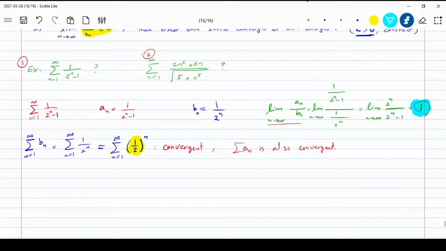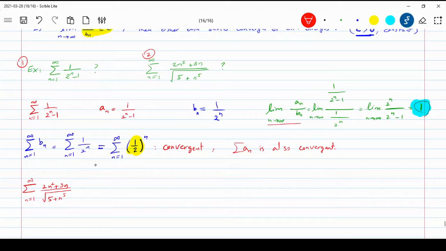Okay, let's try the second example. The second example is the summation of (2n squared plus 3n) divided by the square root of (5 plus n to the power 5), n from 1 to infinity.